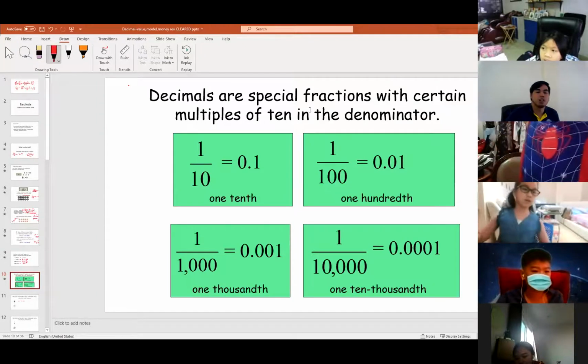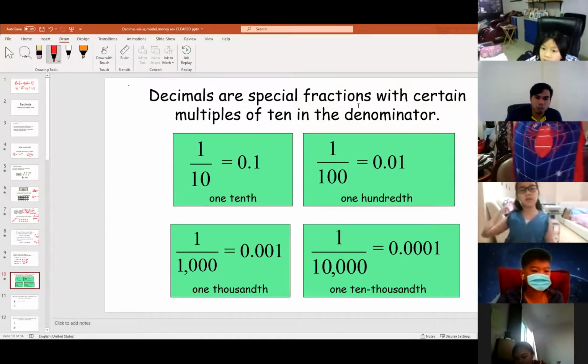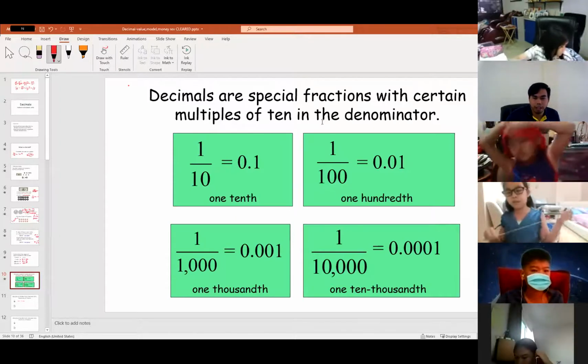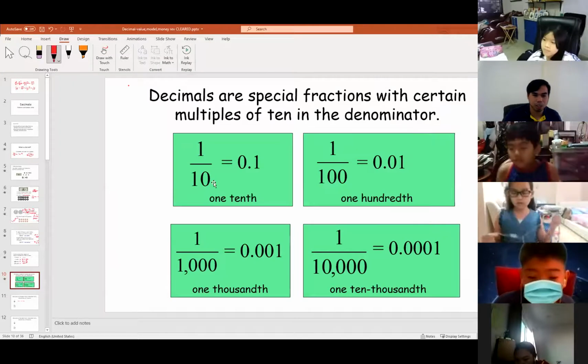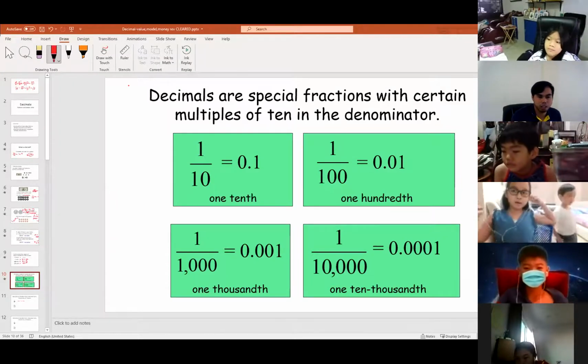Okay. So anyway, decimals are special fractions with certain multiples of 10 in the denominator. For this case here, how many tens do you see? How many tens do you see in this one?